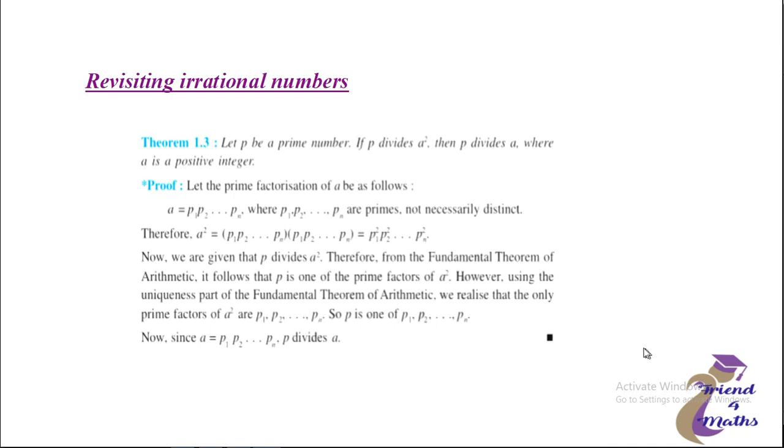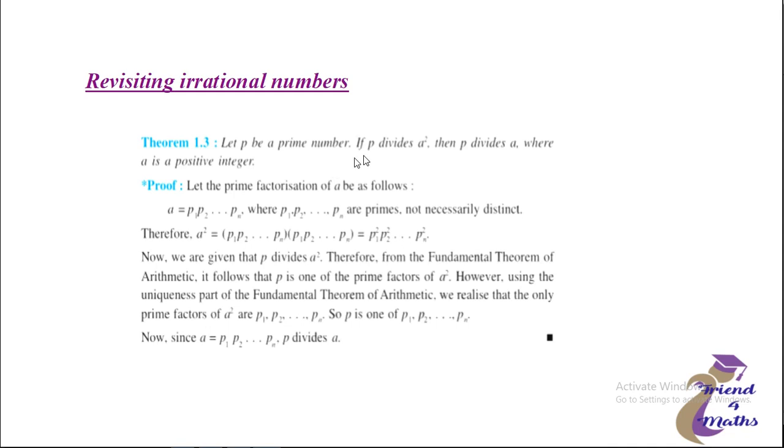Understood? Okay, next we can go to the topic revisiting irrational numbers. Under this topic there come two small theorems. The first theorem is this: take a number p which is a prime number. If p divides a square, where a is a positive integer, then p will divide a also. That is the theorem, and we have to prove it.